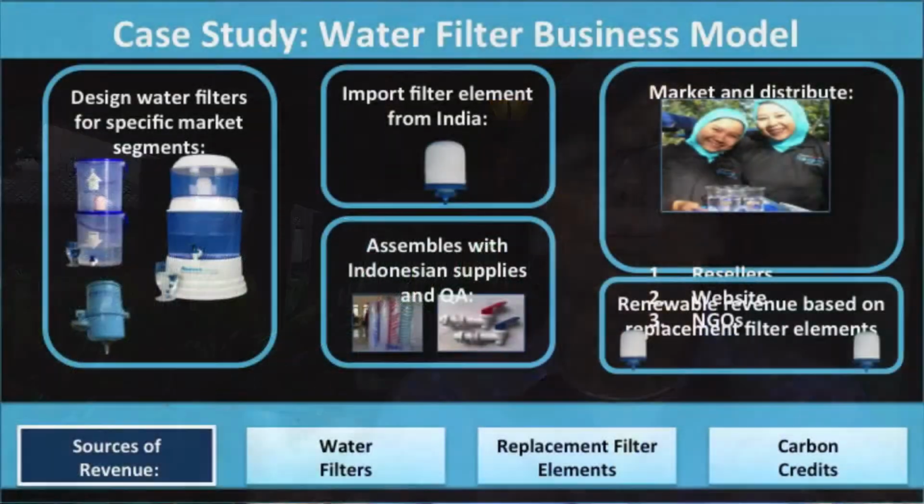Here's another business model description for a water filter company, and you can see the pictures across the top explain how the business works. They design the water filters, then they import the filters from India, they assemble them in Indonesia, they sell them through several different channels, and they have renewable revenue based on their replacement filter elements. And then you can see along the bottom their sources of revenue. They are hoping that carbon credits might even be a source of revenue in the future.